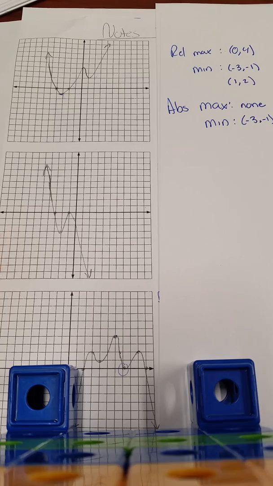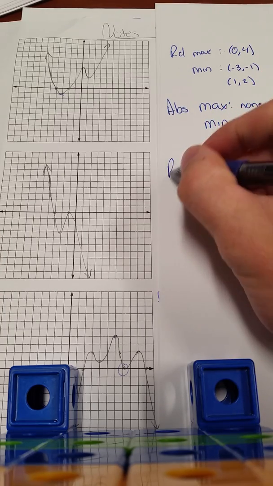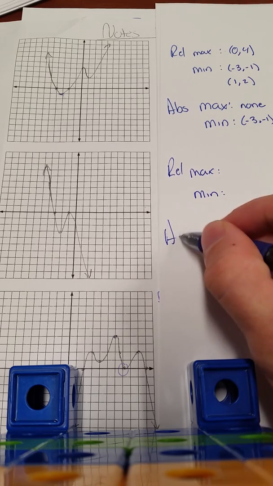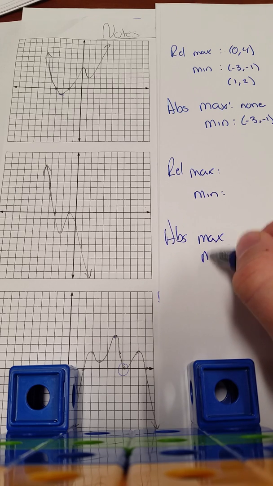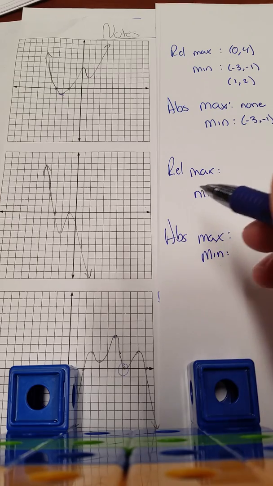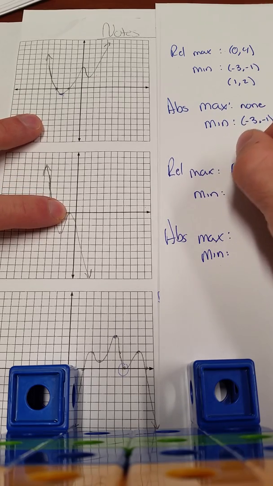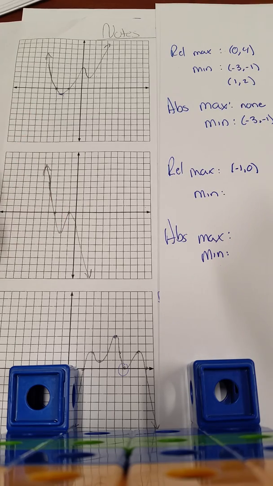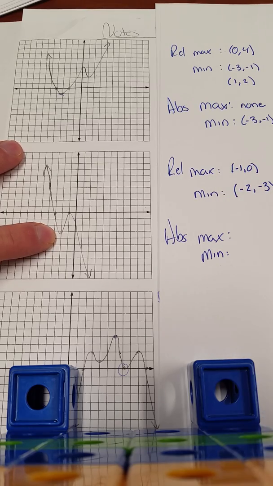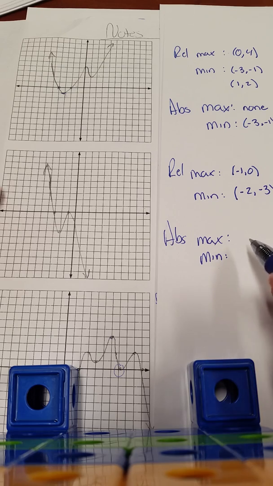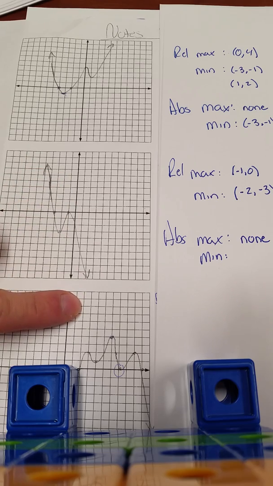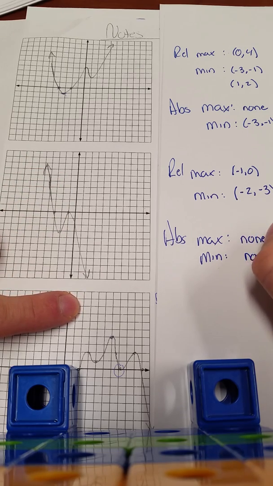Go ahead and try this next problem on your own, and then hit play whenever you're ready. All right, hopefully you finished this problem now. Relative maximum, top of any curve, so that's just right there. So that's at the point -1, 0. Bottom of any curve, that's here. That is at the point -2, -3. Okay. Absolute max, our graph goes to infinity, so there's none. Absolute minimum, our graph goes to -infinity, so there's none.